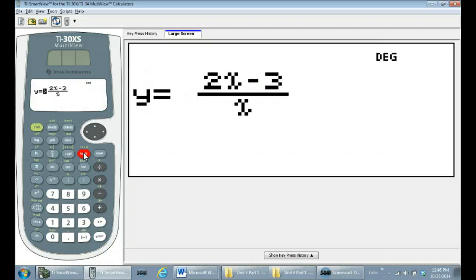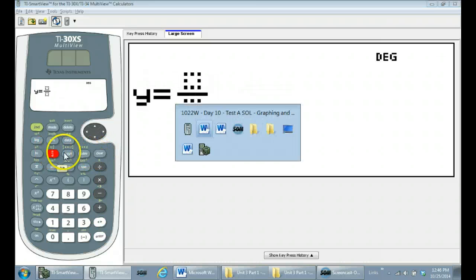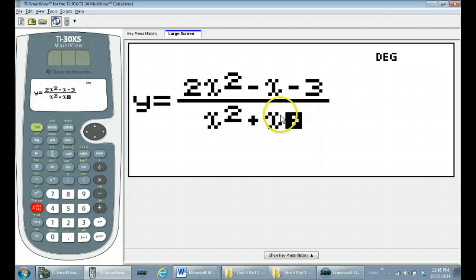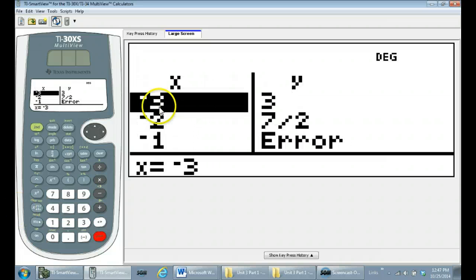So we hit the table feature, clear out whatever's in there. Let's go into fraction mode. So what do we have? I'll just type all this in. Okay, so it looks like this. If we hit enter, it's asking us where we want to start. I want to start at -3. Hit enter a few times, and we have this.